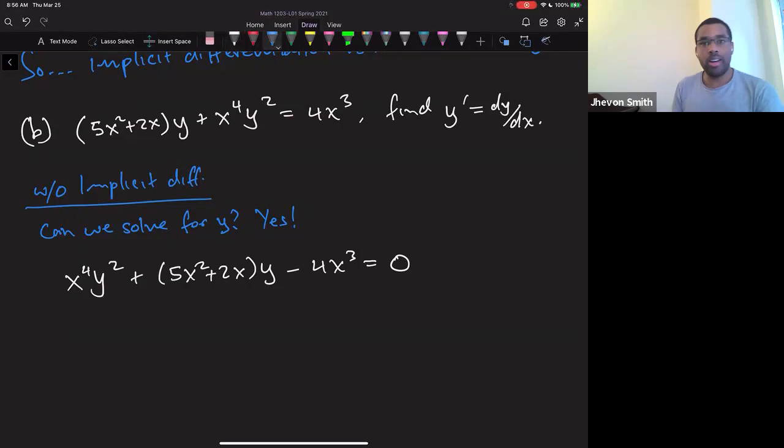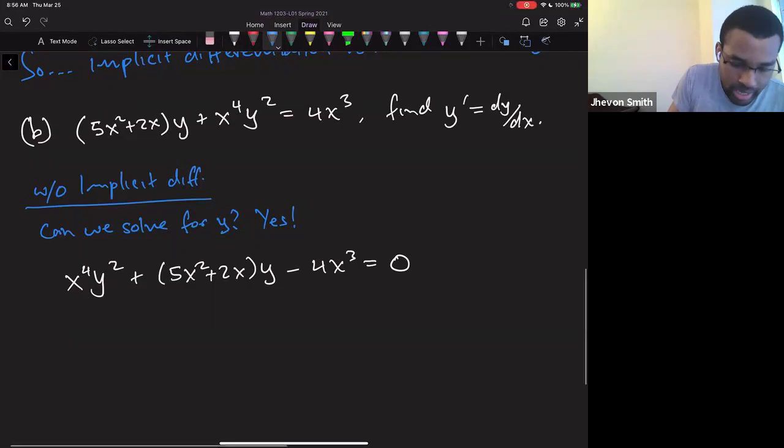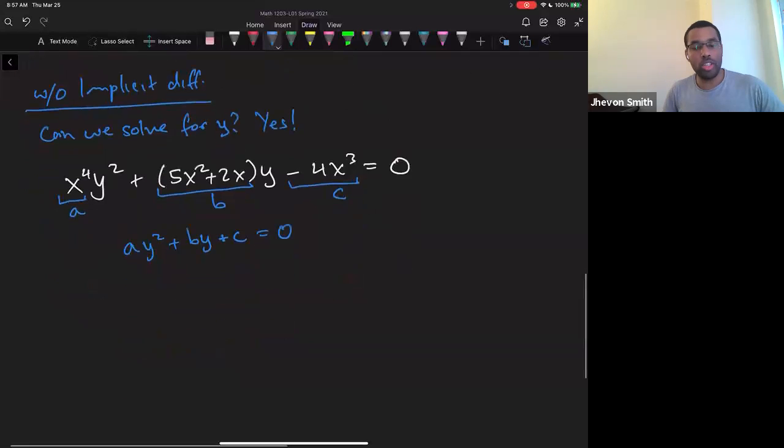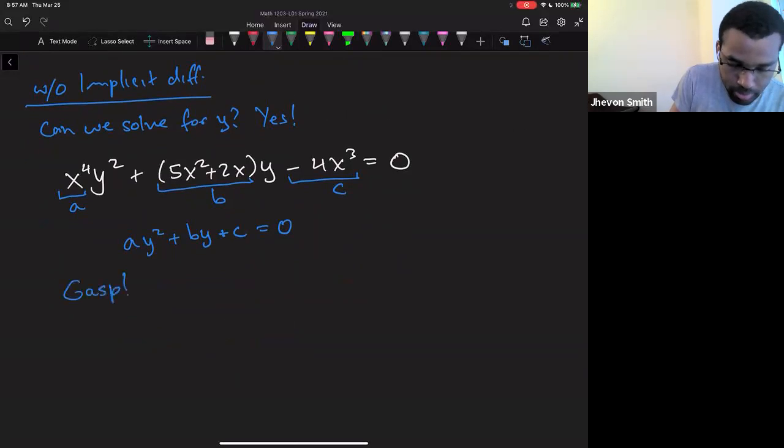So the y is the variable that I care about here because I want to solve for it. What if I thought of these x's as just some numbers? Like think of this as A, think of this as B, think of this as C. What kind of equation am I looking at? Right, what I have here is ay squared plus by plus c equals 0. What kind of equation is that? Starts with Q. Quadratic. It's a quadratic. So this is actually quadratic in y, which means I do know how to solve this. Gasp. It's quadratic.